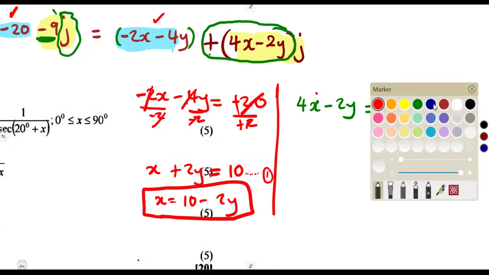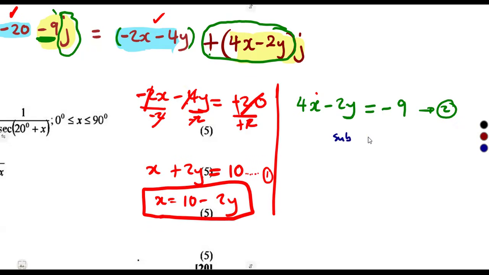Into x of this other equation. So substitute x is equal to what? 10 minus 2y into this equation in place of x. So we're going to have what? 4 into our x, 10 minus 2y, minus 2y that we already have is equal to negative 9. So there we can solve for x.